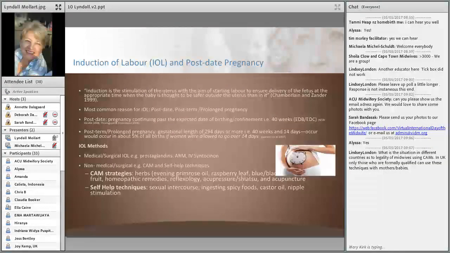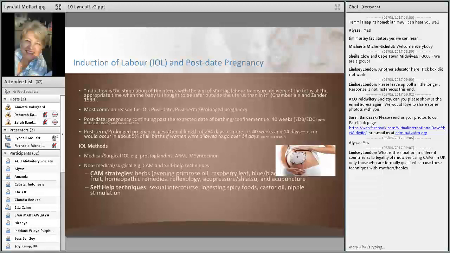So if you want to have a look at induction of labour, it can be defined as stimulation of the uterus with the aim of starting labour to ensure delivery of the fetus at an appropriate time when the baby is thought to be safer outside the uterus than in it. And the most common reason for an induction of labour is women who are post-dates or post-term or prolonged pregnancy. And quite often these terms are used interchangeably. However, when you look at the definition, they are quite different.